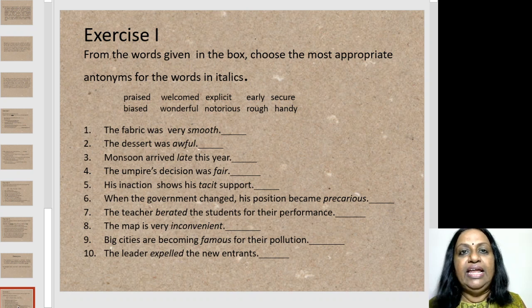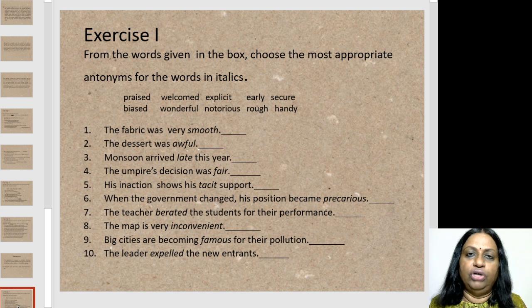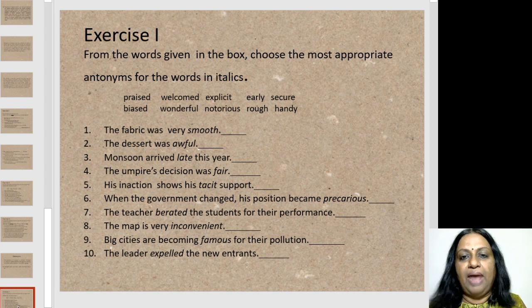So fluency in language will enhance if you read the words, so you'll get your pronunciation right. And for accuracy, you can look up the dictionary, ask your teacher, look at your cell phone if your teacher allows, and find the meanings of the word so that you will know which word to use in the right place. Let's read the words together. Praised, welcomed, explicit, early, secure, biased, wonderful, notorious, rough, handy. So these are the 10 words that have been given to us.